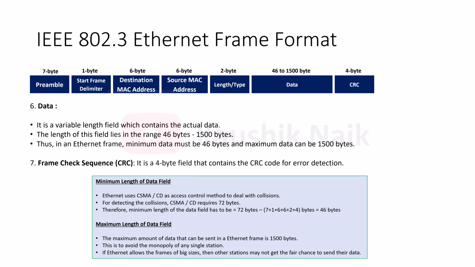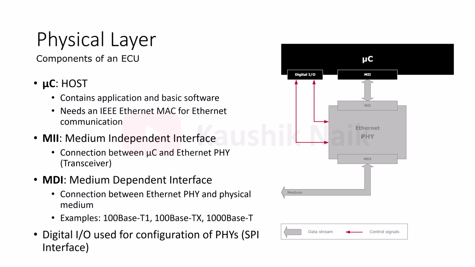Let us deep dive into different layers of OSI in detail and understand them starting from layer 1, that is the physical layer. The figure on the right-hand side shows the components of an ECU when we consider the physical layer. First is a microcontroller, which is the host. This contains applications and basic software. The host needs Ethernet MAC for Ethernet communication.